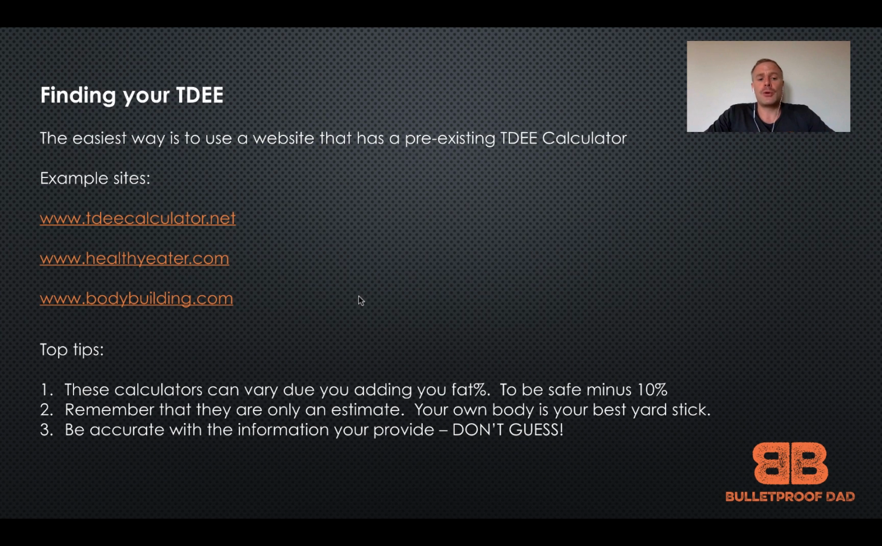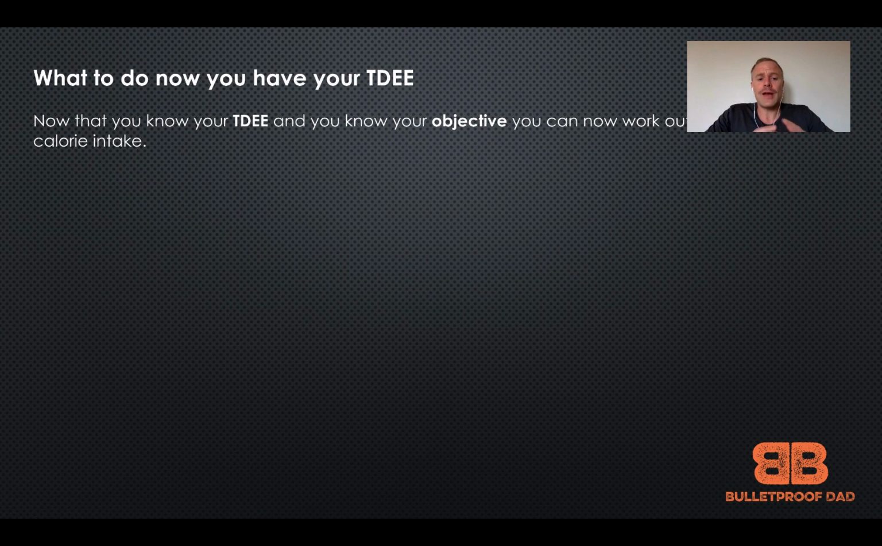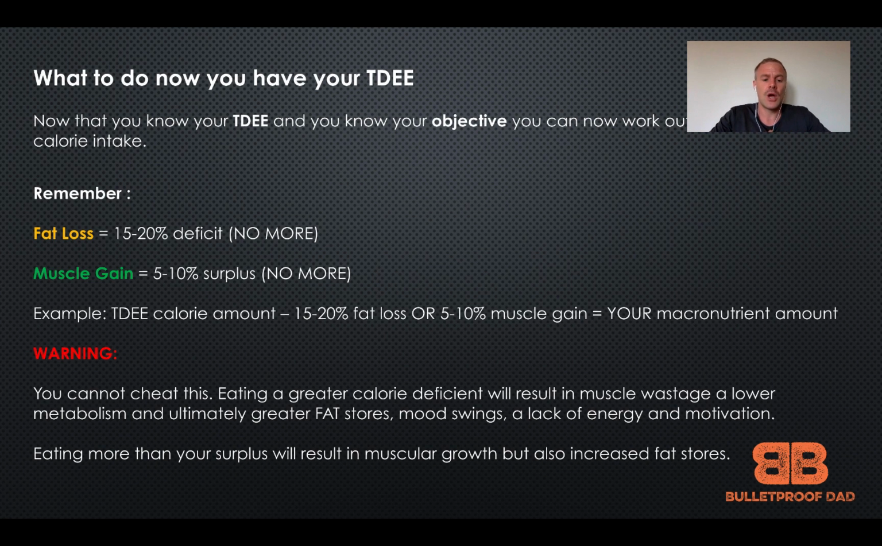So what to do now that you have your TDEE? Now that you have your TDEE, you can know your objective and work out your total calorie intake. Remember, for fat loss, we want a 15 to 20% deficit, no more. Or for muscle gain, we want a 5 to 10% surplus, no more. Okay? So why am I making the exaggeration of no more?